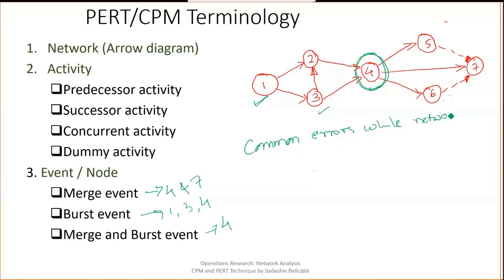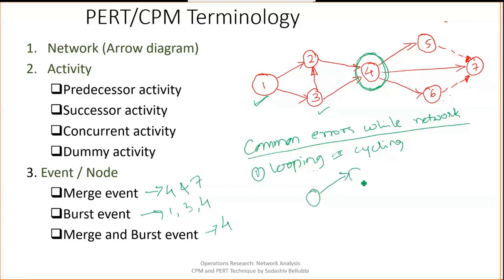I already explained that while drawing the network, the node and arrow mark should touch each other. One more common mistake is looping or cycling. This is a common mistake and it should not happen.